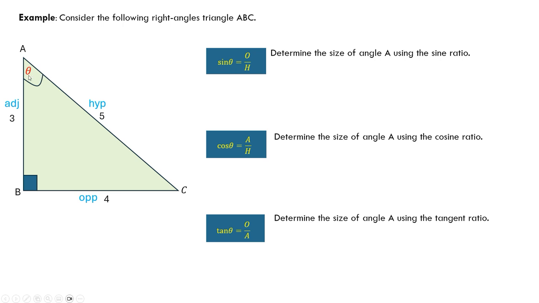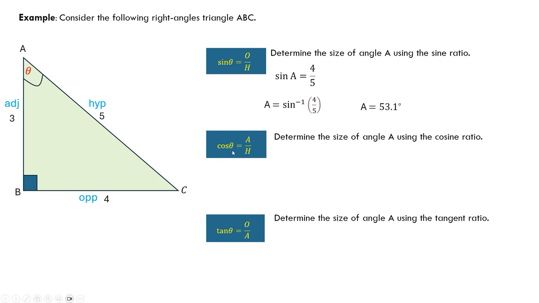So, the sine of A will be opposite over hypotenuse, which is 4 over 5. A by itself will be the inverse sine of 4 over 5. A is 53.1 degrees.